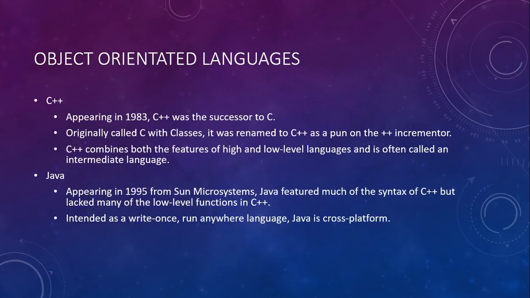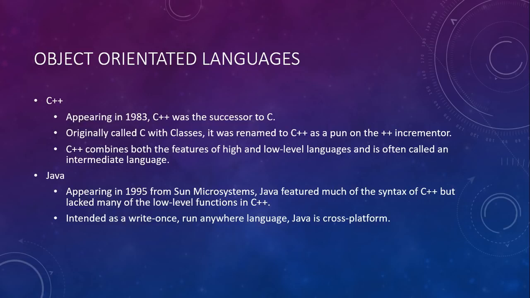Now, Java itself appeared in 1995 from Sun Microsystems, and it had much of the same syntax that C++ did, so things such as using curly brackets and using semicolons in order to end a statement. But at the same time, Java lacked many of the low-level functions that were in C++. So if you still wanted to access those lower-level functions that could really dig into the machine's hardware, you would need to use C++.